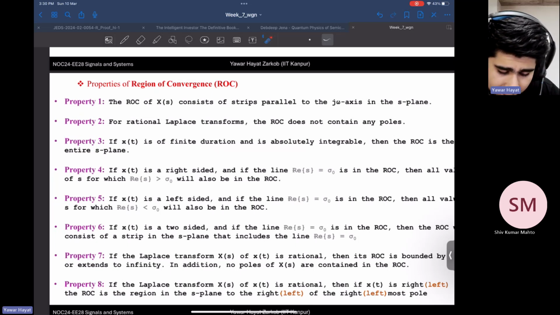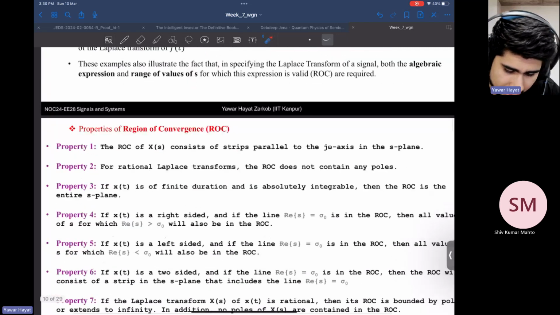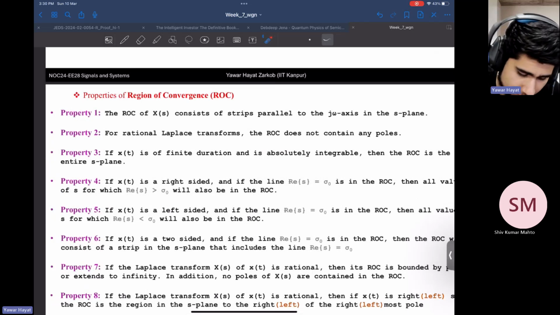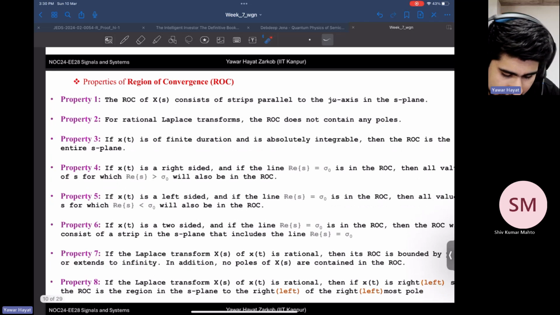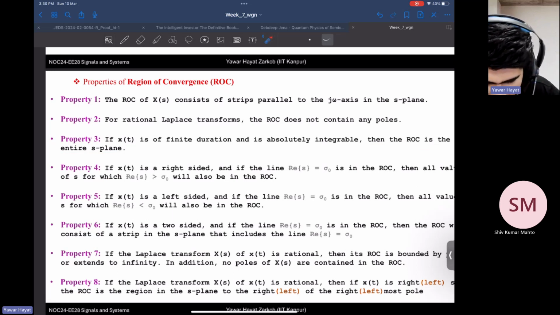The ROC of X of s consists of strips that are parallel to the j omega axis in this plane. For a rational Laplace transform, the ROC does not contain any pole. Remember this fact, that the ROC won't contain any pole. And if x of t is of finite duration and it is absolutely integrable, then the ROC is the entire s plane. These are some results you can keep in your mind.